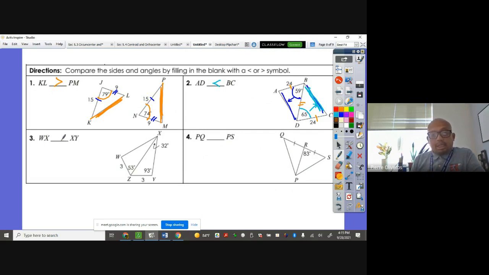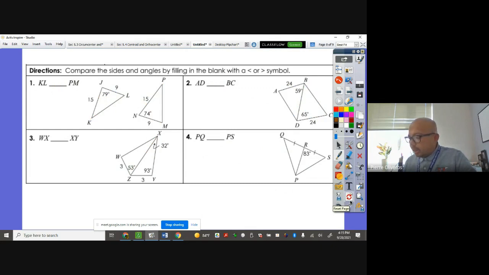WX is blank with XY. There is 32 here. I can see that there's a triangle here, right? So this is 32 plus 93, that will give me 125. Subtract that from 180 will give me 55 here. So we know that this is equal to itself, that's 3, that's 3 there. So 55 is opposite to XY. And 53 here, angle WZX, is opposite to this side here. So therefore, WX is smaller than XY. So XY is longer. Okay.